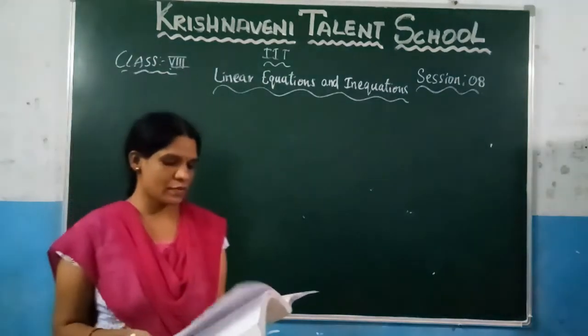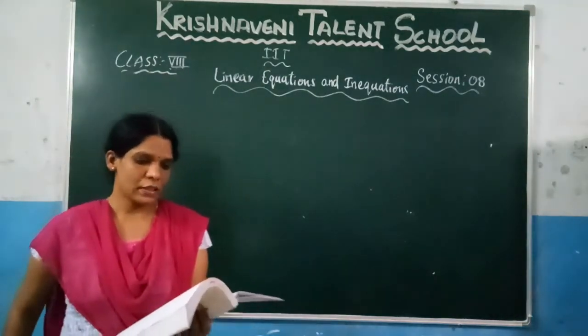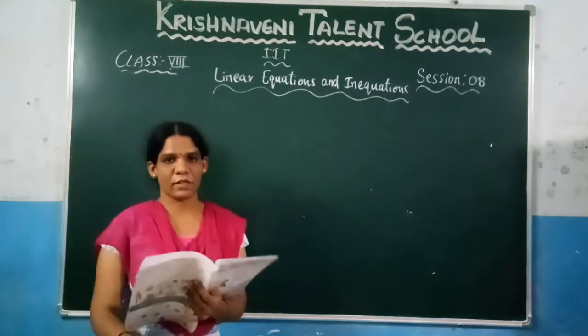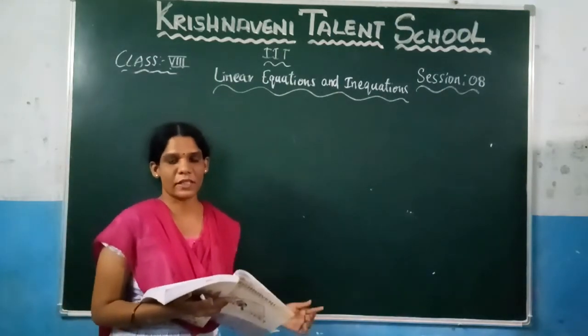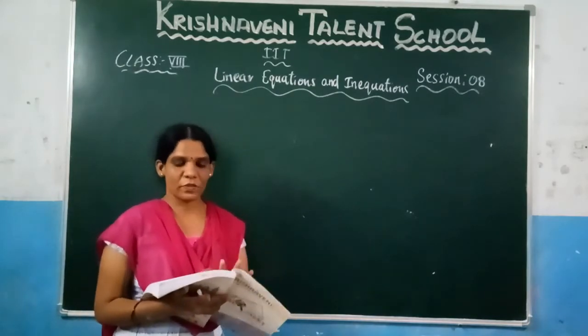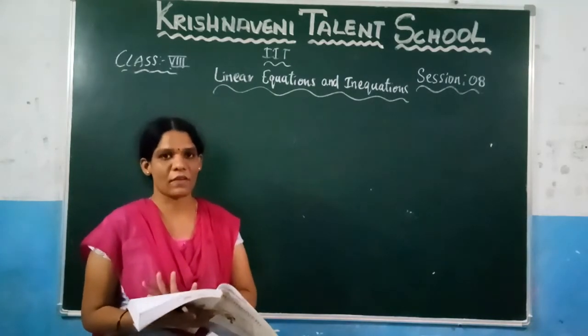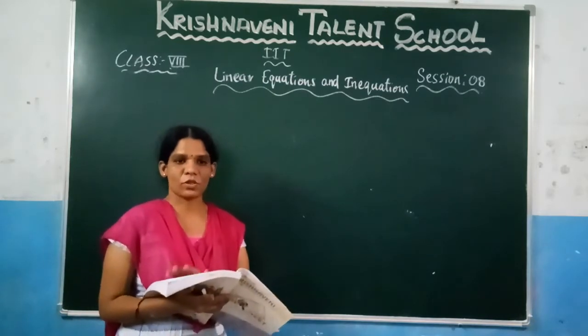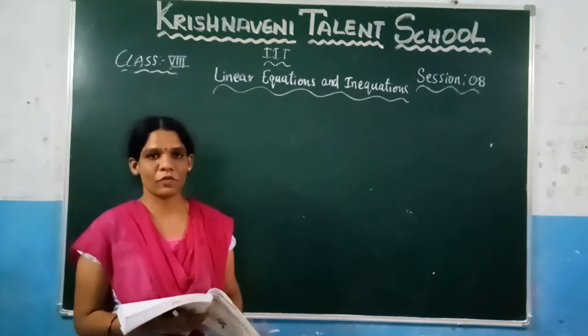In the last class, we discussed simultaneous linear equations. That means if you are given any two linear equations, how to find the solution of these two linear equations by the graphical method. This one we have solved. So up to now, we have solved four methods.